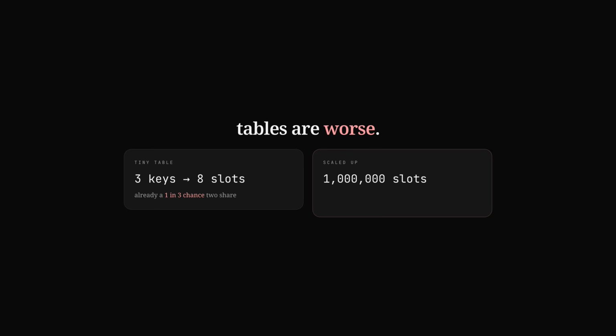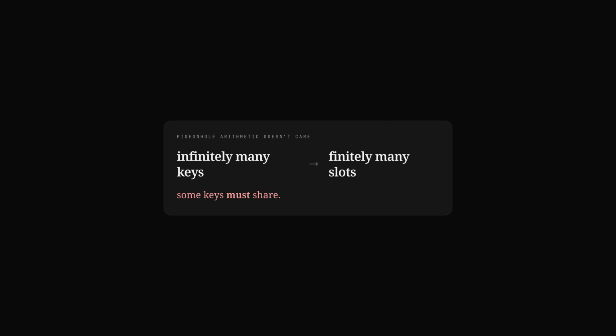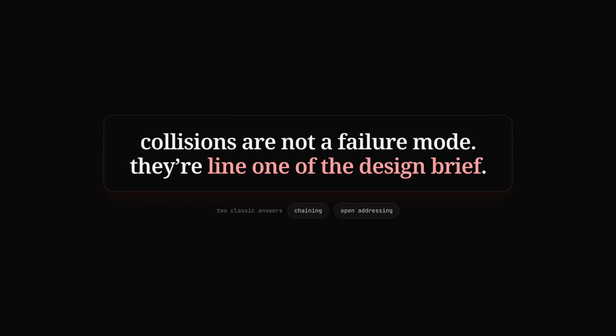1,000,000 slots. And by about 1,200 keys, a collision is a coin flip. 1,200 into 1,000,000. And no cleverer hash function escapes this, because pigeonhole arithmetic doesn't care. Infinitely many possible keys, finitely many slots. Some keys must share. So collisions are not a failure mode. They're line 1 of the design brief, and there are exactly 2 classic answers.